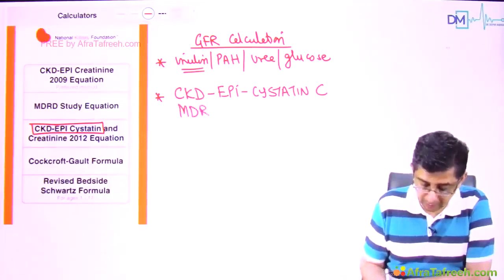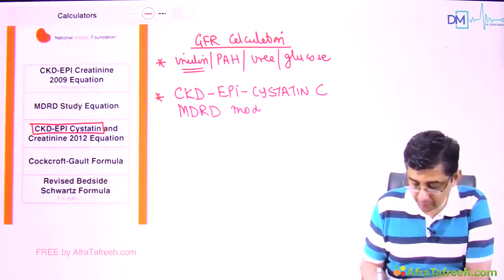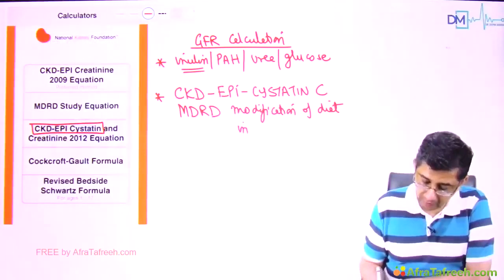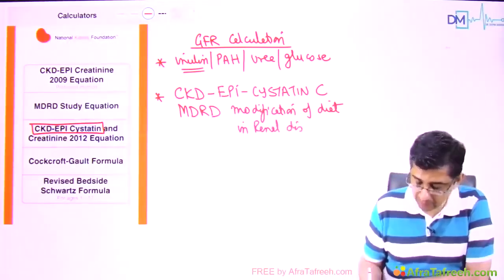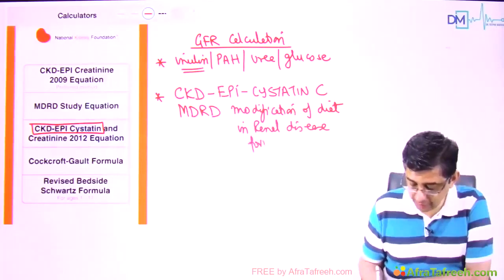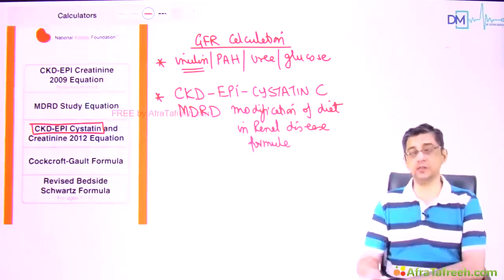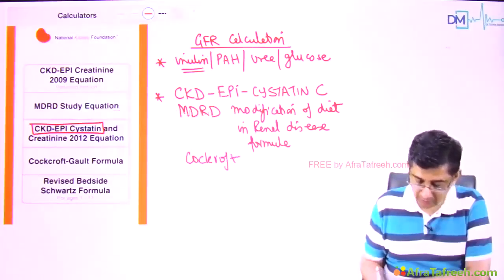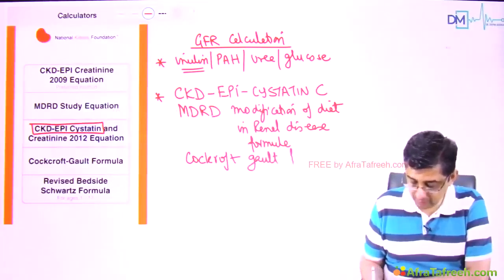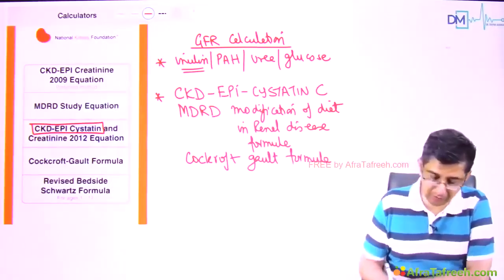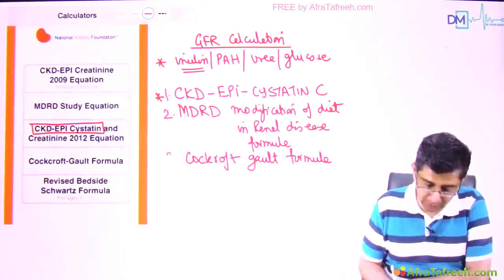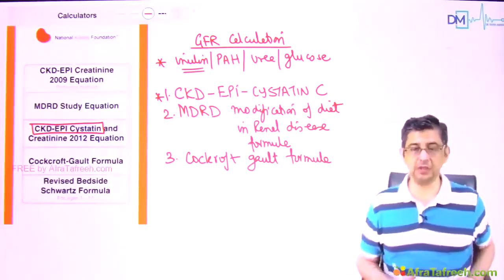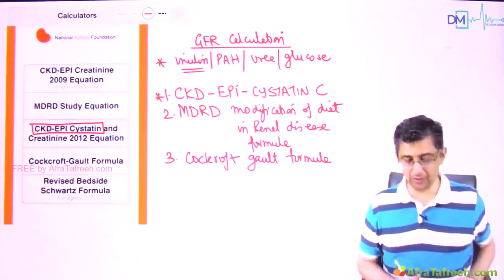Then can be MDRD, modification of diet in renal disease formula. The advantage of the modification of diet in renal disease formula is that it takes into incorporation the gender of the patient, weight of the patient, and even the race of the individual. Then obviously the older one, that is the Cockcroft-Gault formula. But these are three specially recommended terms which I want you to remember for GFR. And if they ask you the order of sequence, then these are from the older ones to the new ones. The older one is Cockcroft-Gault formula, and the latest one is CKD-EPI cystatin C formula for calculation of glomerular filtration rate.